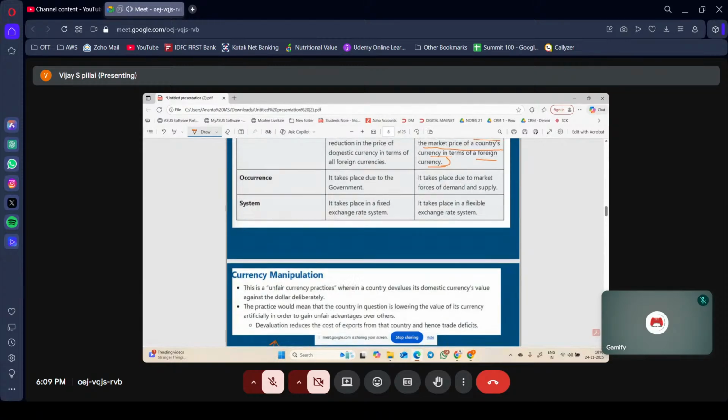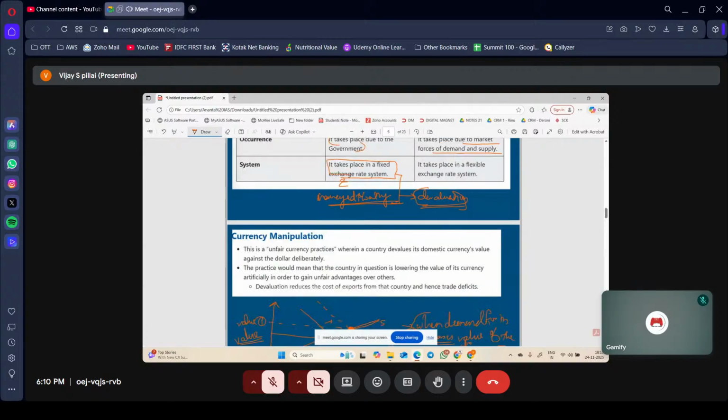So devaluation takes place due to the government, while depreciation takes place due to the market forces of demand and supply. Devaluation takes place in a fixed exchange rate system and managed floating, because there the value of the currency is decided by the government. So if that is the case, we can devalue the currencies.